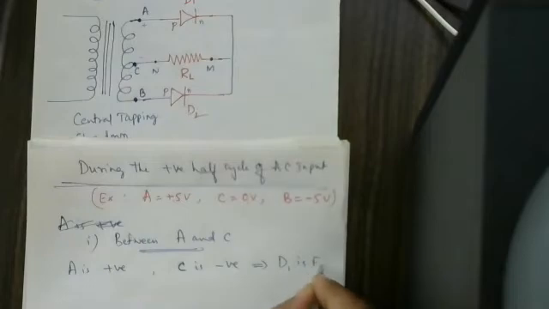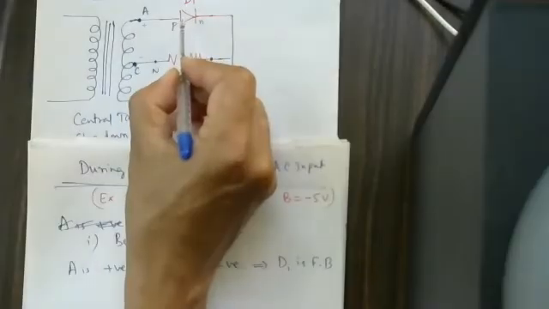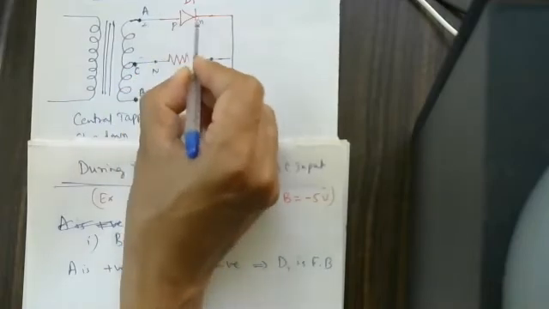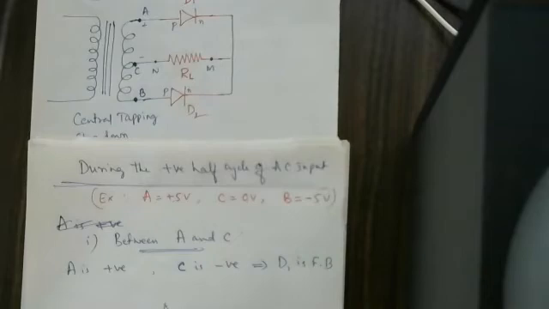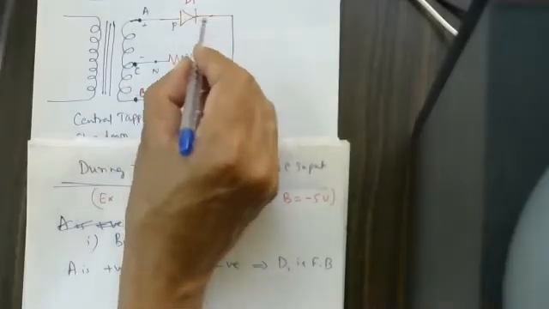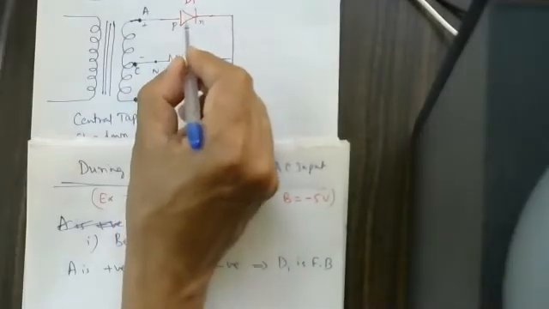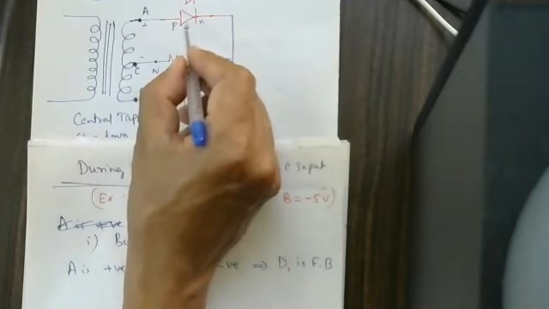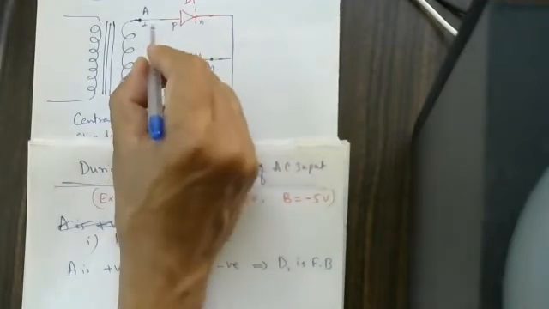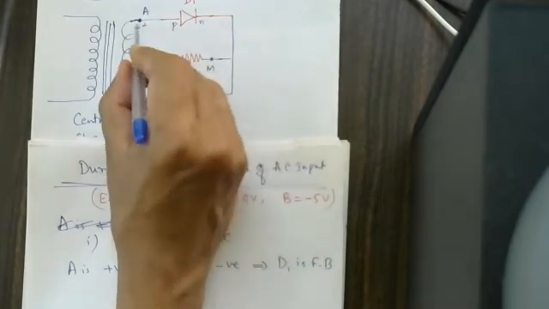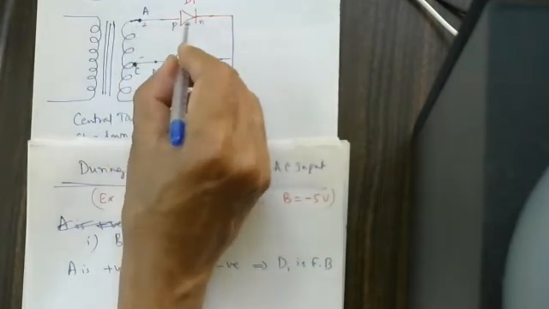Therefore, I can say here, D1 is forward biased. Because P is connected to positive and N is connected to negative, and I told you C is negative, A is positive, D1 is forward biased. As D1 is forward biased, this diode is said to be under forward bias condition. Then current starts to flow. Majority charge carriers start to flow, meaning current starts to flow.